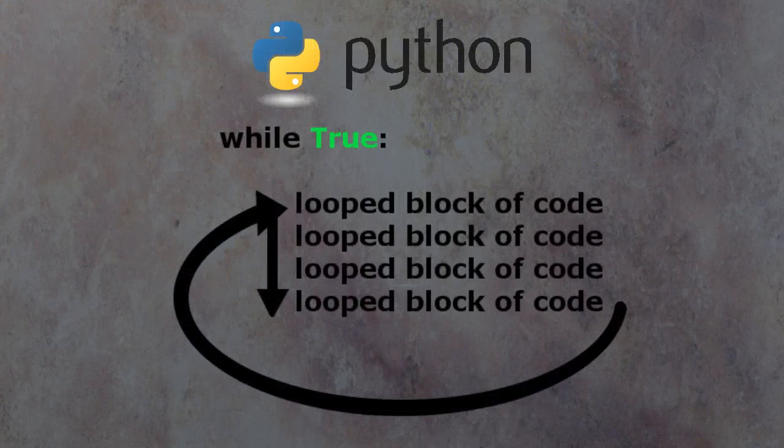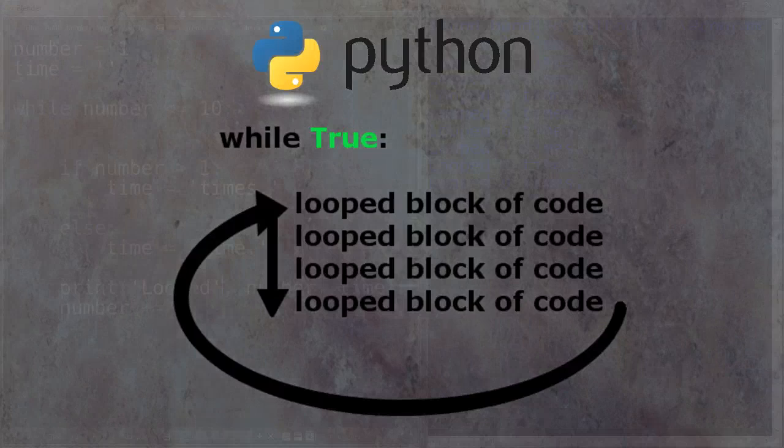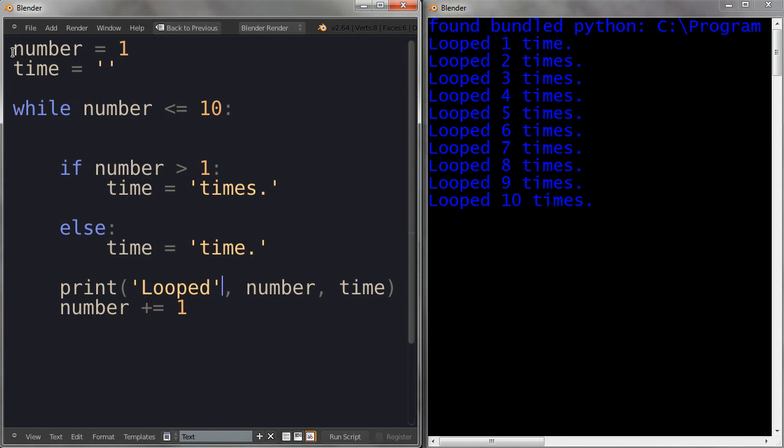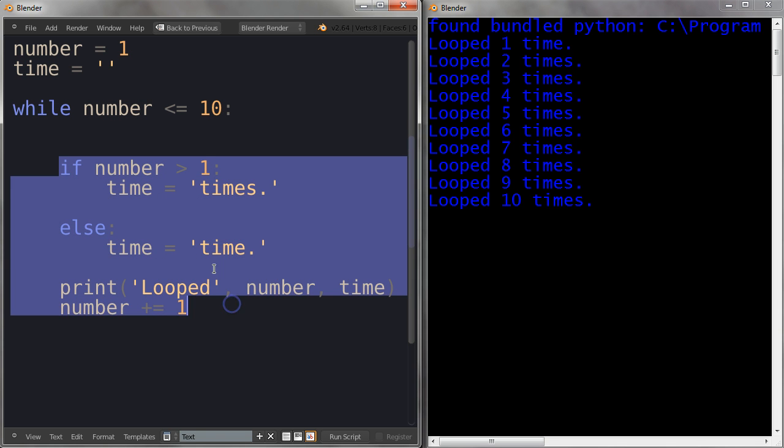The while statement may be thought of as a looping if statement. While a condition is true, the preceding block of code will continue to repeat unless instructed to break out. First, we identify a number to the integer number of 1 and the identifier time to an empty string. We use the while statement following a condition, number less than or equal to 10. Python will execute the preceding block of code repeatedly as long as the condition remains true.